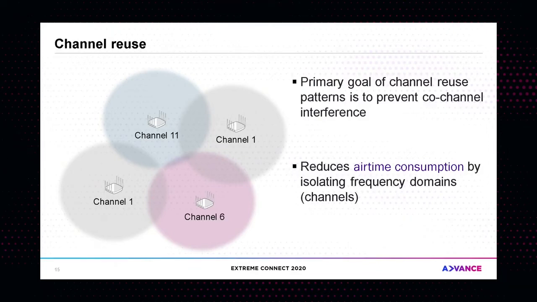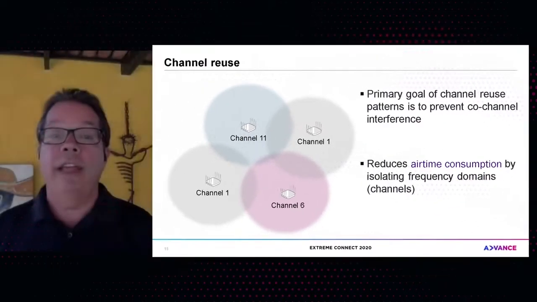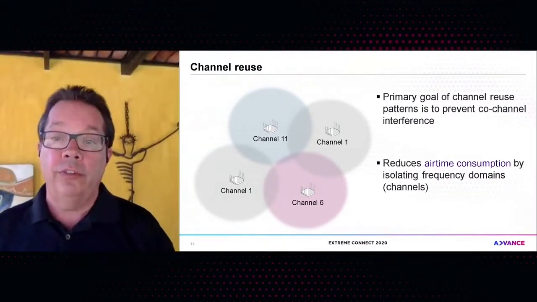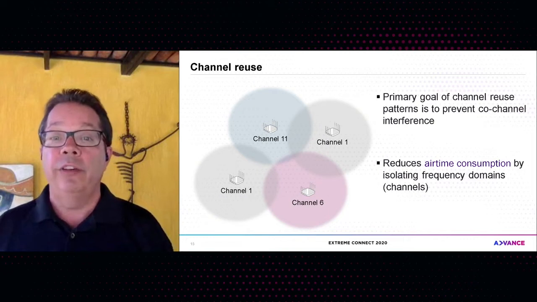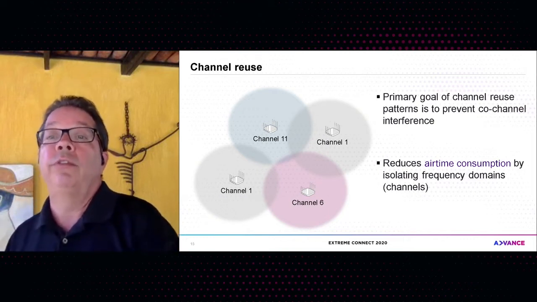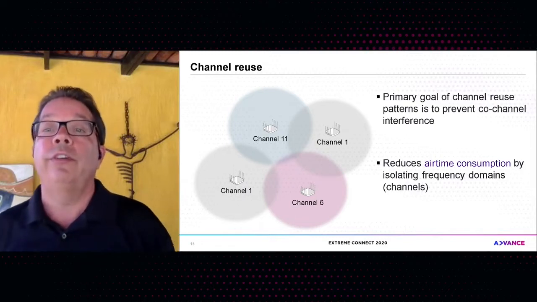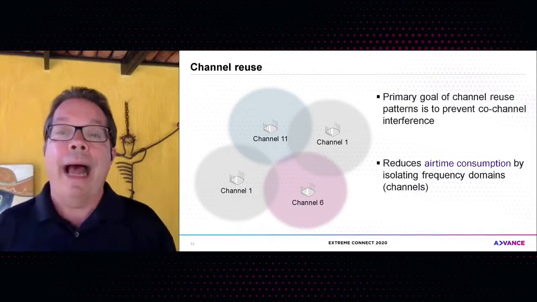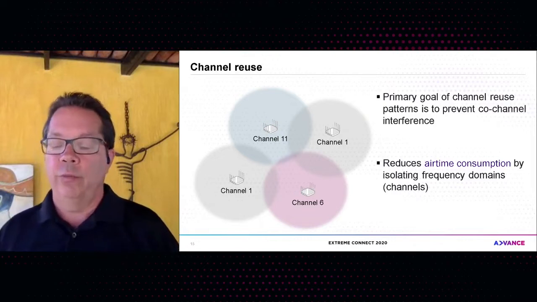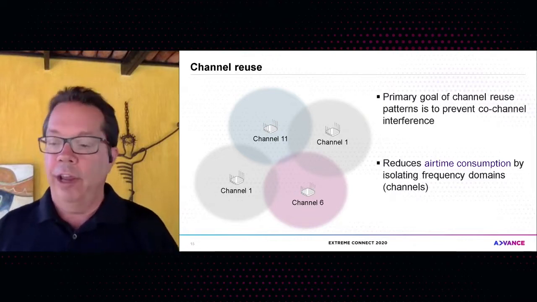So in the 2.4 band, everybody should know this. If you don't, you're always going to design using channels 1, 6, and 11 because they're the only 3 channels that don't have overlapping frequency space. And the goal is because there are 3 different channels, they're not interfering with each other and they can all transmit at the same time. So a channel reuse pattern reduces airtime consumption by isolating the frequency domains. This is once again just a fancy name for a channel.